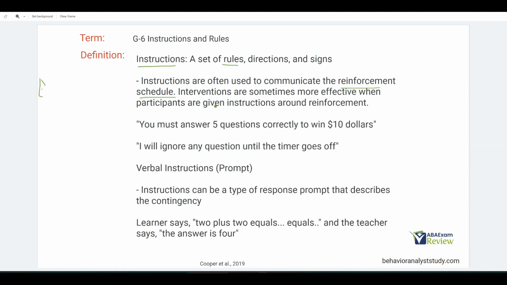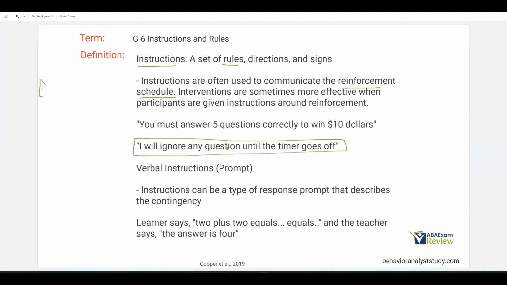So, instructions are very good at giving a participant an idea of what is required for me to get this reinforcement. So, you must answer 5 questions correctly to win $10. I will ignore any question until the timer goes off. 2 great examples of instructions, directions, signs, rules about how they might receive reinforcement. And if you see, for instance, this one, it looks very similar to a rule because it is very similar, right? Remember, rules are a subset of instructions.